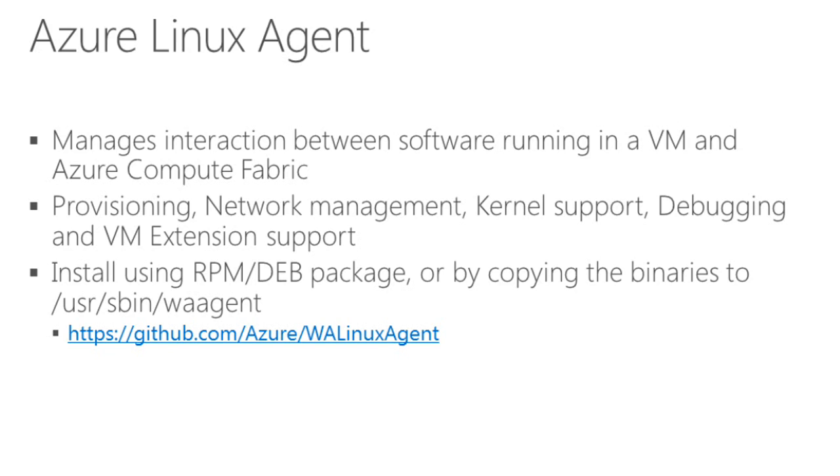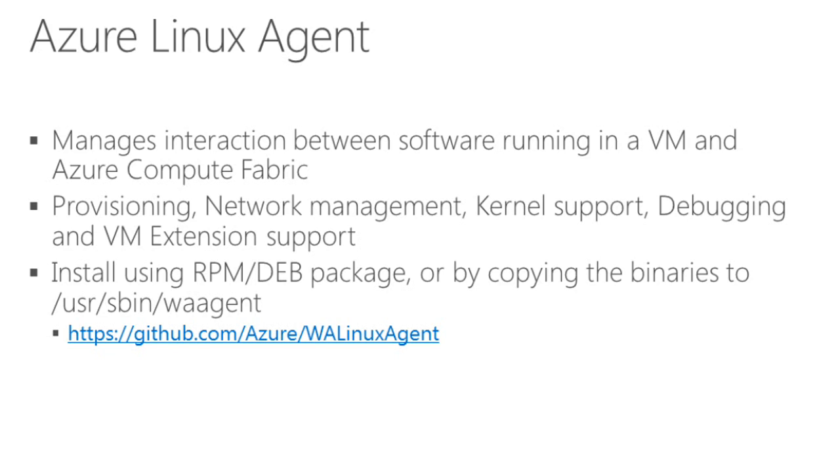If you're bringing your own image as opposed to using an image from Azure Marketplace, you would want to make sure that the Azure Linux agent is installed in it. So you can go directly to GitHub, download the binaries, and install it. And this is the directory that you would install, /usr/sbin, the Azure agent, if you will.